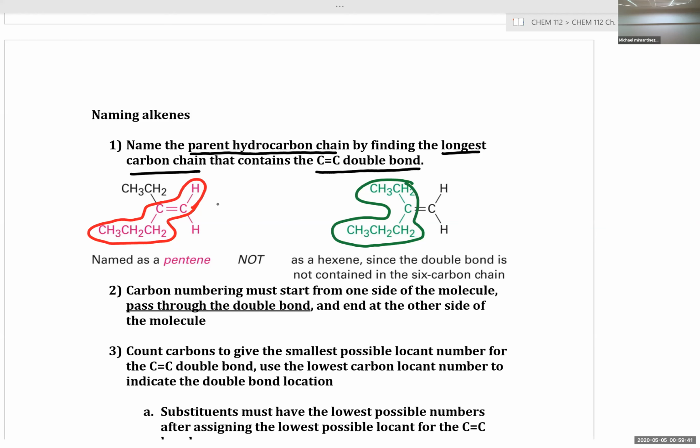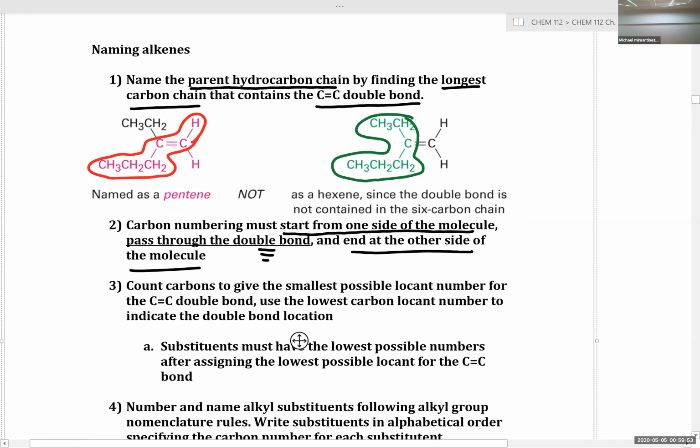Okay, perfect. So the carbon numbering must start from one side of the molecule, pass through the double bond, and end at the other side of the molecule. So when counting carbons, you want to give the smallest possible locant number for the carbon-carbon double bond. And you use the lowest carbon locant number to indicate the double bond location.